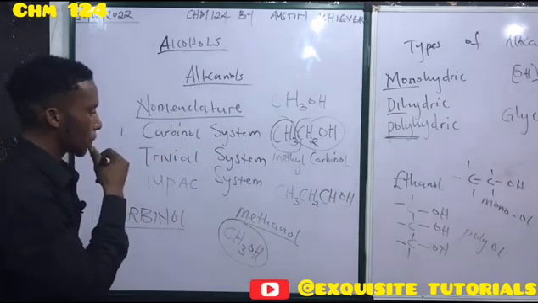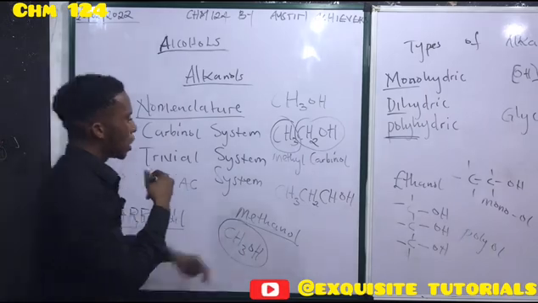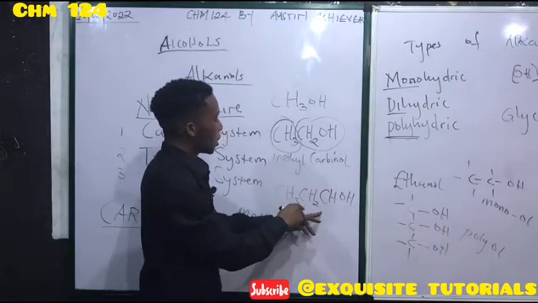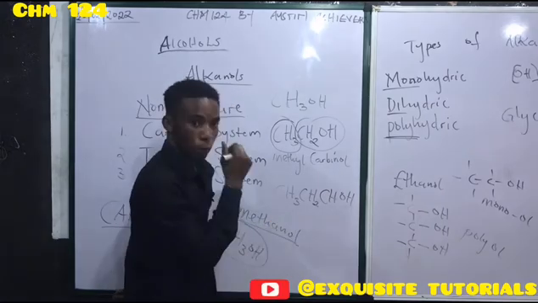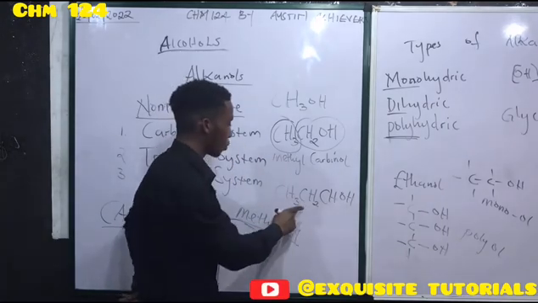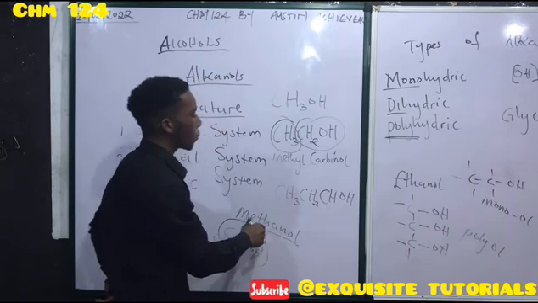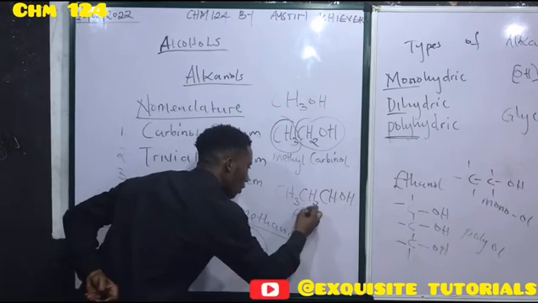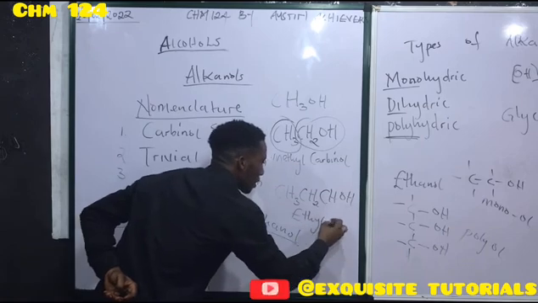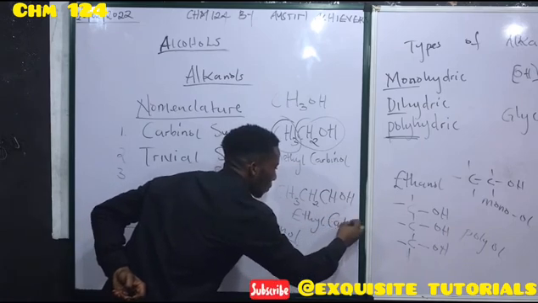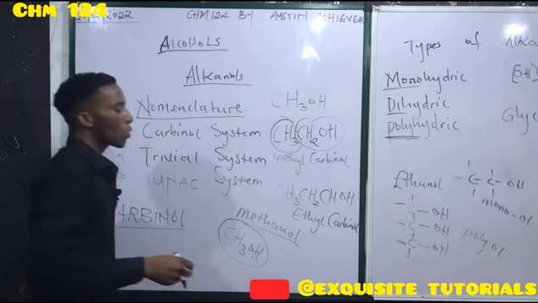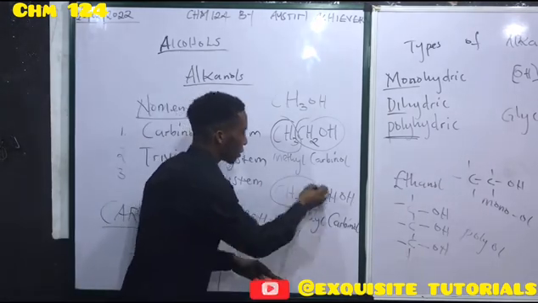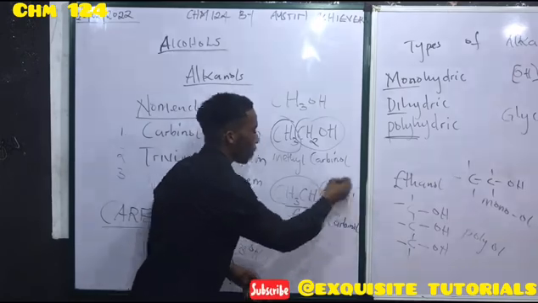Now look at this. This is what? Propanol. But I will call this ethylcarbinol. I will call this ethylcarbinol. Look at an ethyl group here. This is what? The carbinol group.